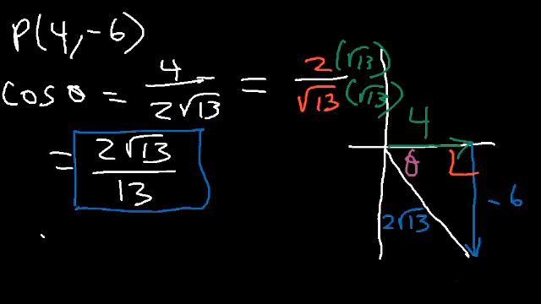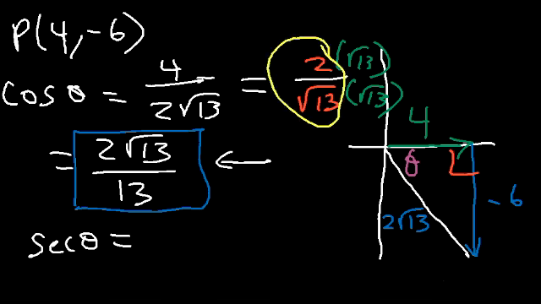Now, if we want to find secant theta, don't find a reciprocal of this answer. Make sure you flip this one. So secant theta is going to be root 13 over 2.